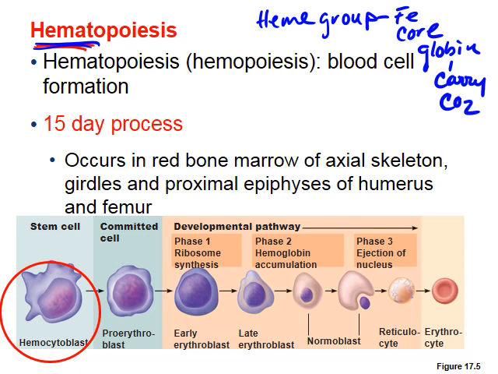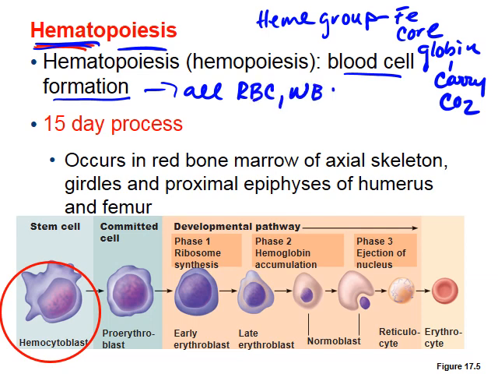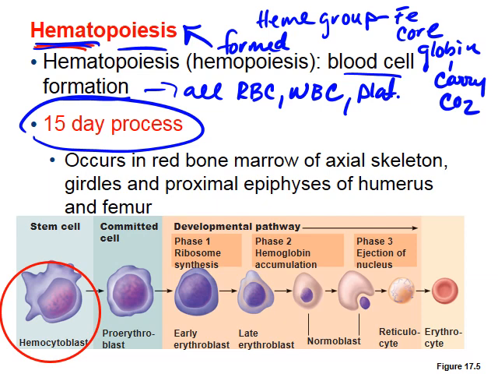All right, hematopoiesis, this is blood cell formation. So hematopoiesis is if you're making red blood cells, white blood cells, platelets. Any formed cell in the body is generated by a process known as hematopoiesis, and this takes about 15 days. In this particular example, we're showing you how we make erythrocytes. We start off with a stem cell, and remember, a stem cell can be differentiated through a pathway and become a specific cell at the end.